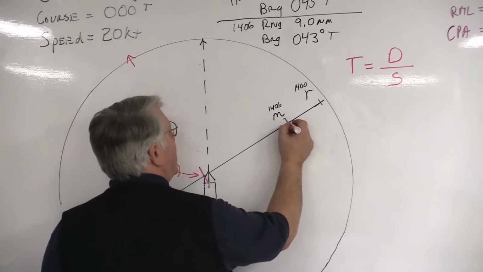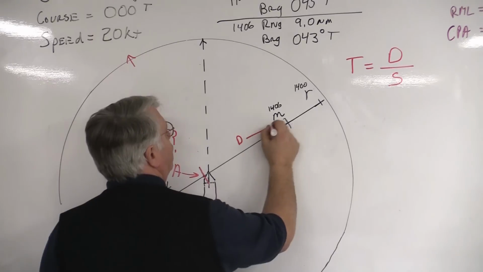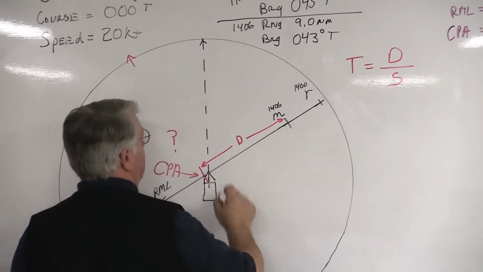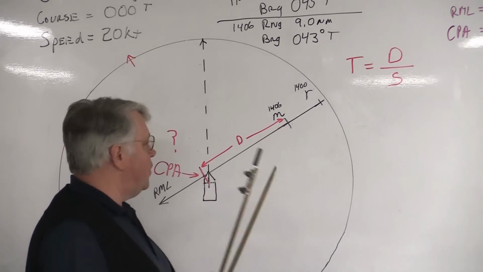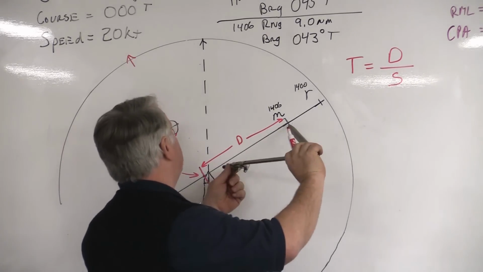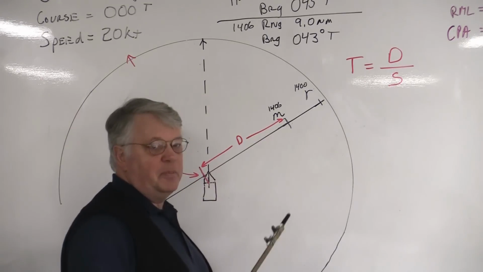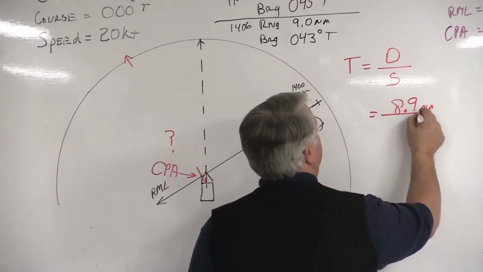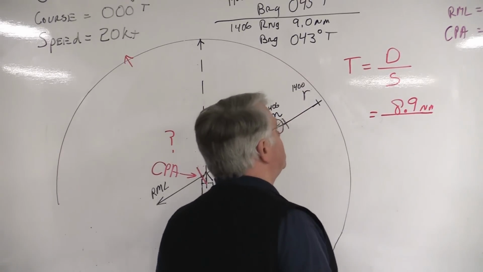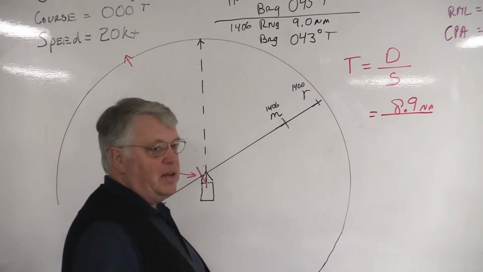You guys do these all the time, okay? We need to measure the distance from here to here, and you do that with your compass. Do it now. Just take your compass and measure from M to that point of CPA. So we have 8.9 nautical miles. Now we have the distance, but now we need the speed.